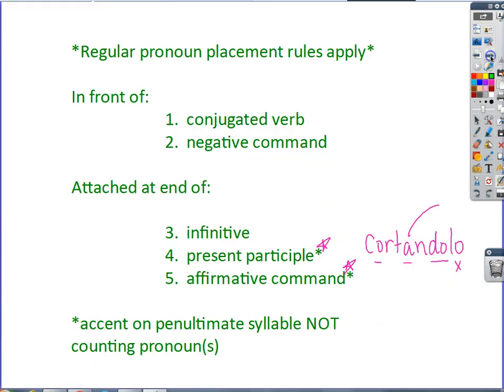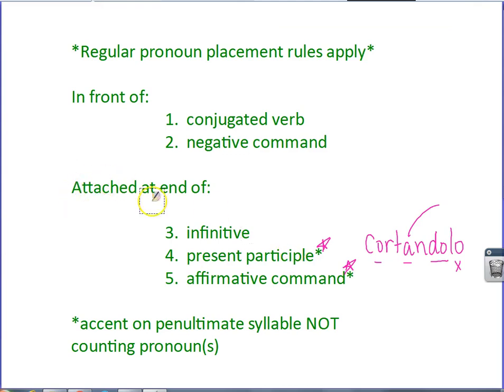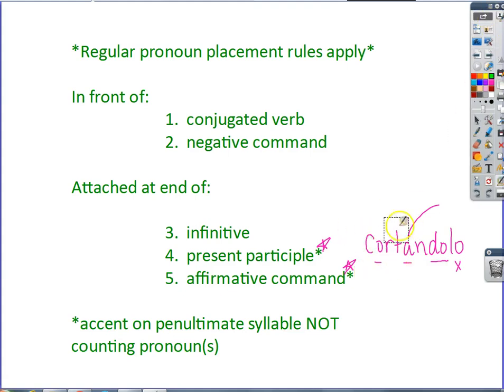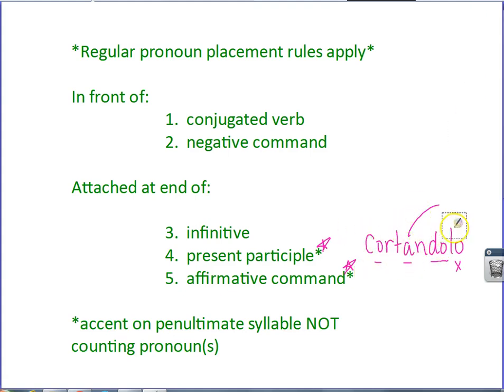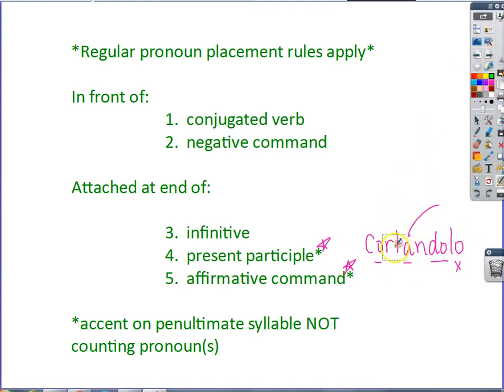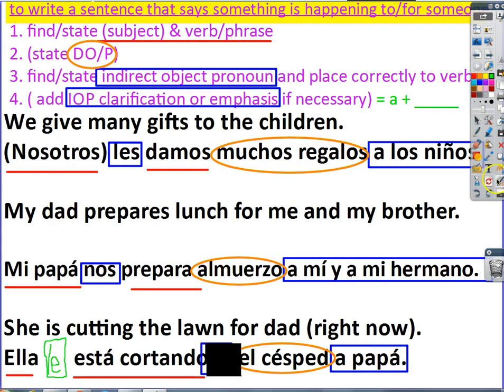What did I say that's called? That's called a present participle, and we can attach it at the end of it. If we do, we need an accent on the penultimate syllable, not counting the pronoun. So in this example, cortando, lo, I wouldn't count the lo, last, second to last. That's just an example. Our sentence is actually going to be cortando le, so let me erase the le from over here.